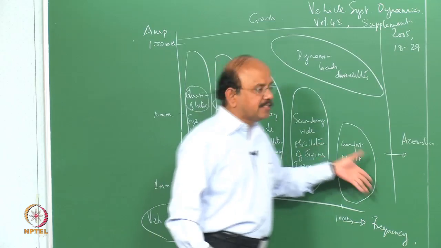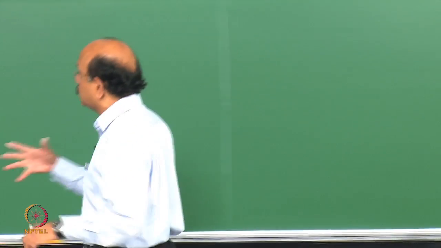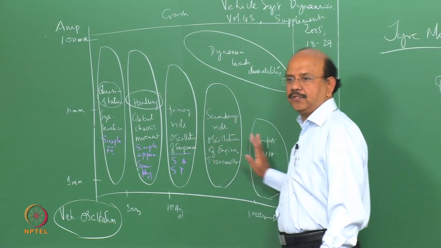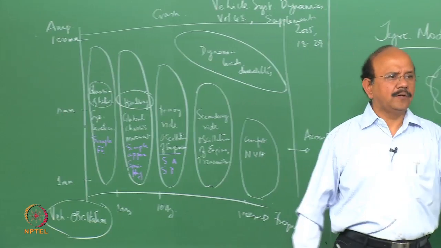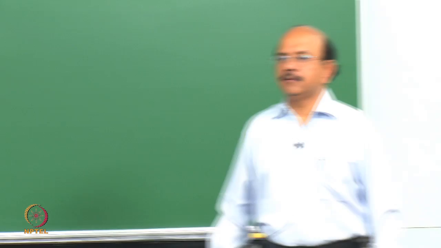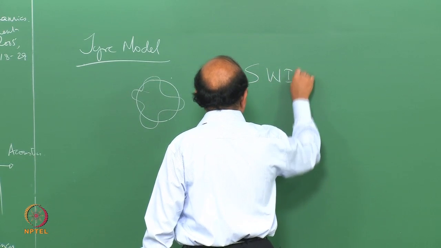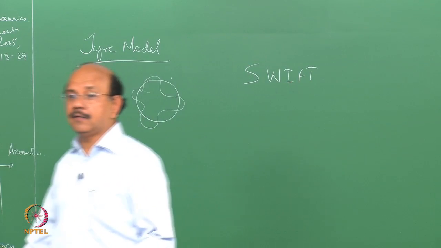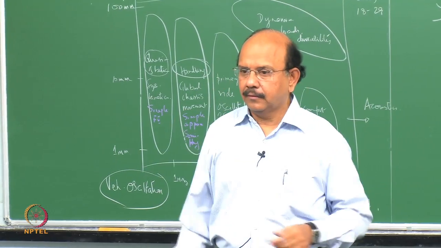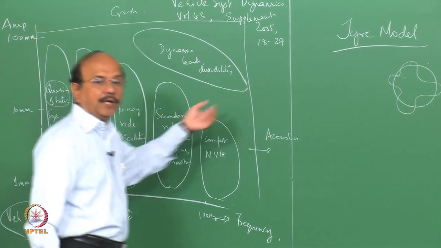So this is very important for us to look at. The tire models that are used are different in the different frequency ranges. You have today a set of tire models which can handle different frequencies. You have, for example, a model called the Swift model. The name itself says it: short wavelength intermediate frequency tire model. That may be about 70, 80 hertz, and that's the frequency range it can accommodate.